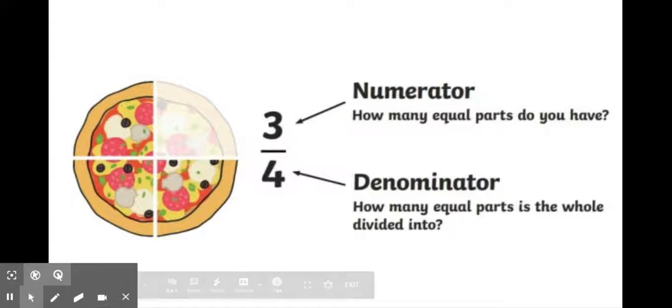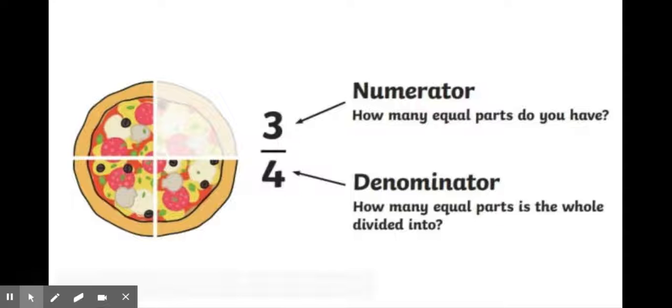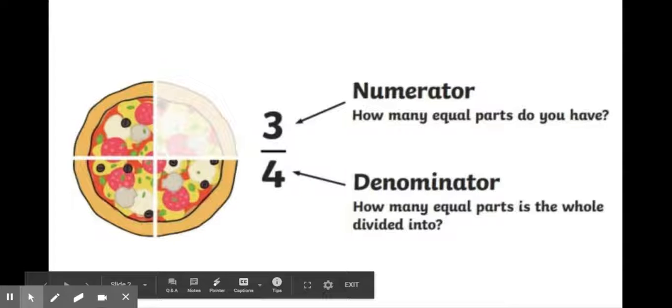First, let's review some vocabulary. Remember that our numerator is our top number, and it tells us how many parts of the whole are being considered. Our denominator is our bottom number, and it tells us how many equal parts the item is divided into.